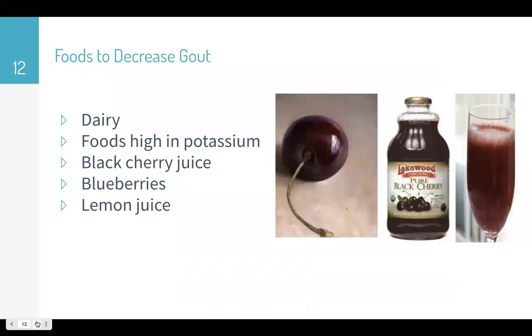Additionally, you could decrease your risk of gout through dairy, foods high in potassium, black cherry juice, blueberries, and lemon juice. These will help mitigate the risk of gout.